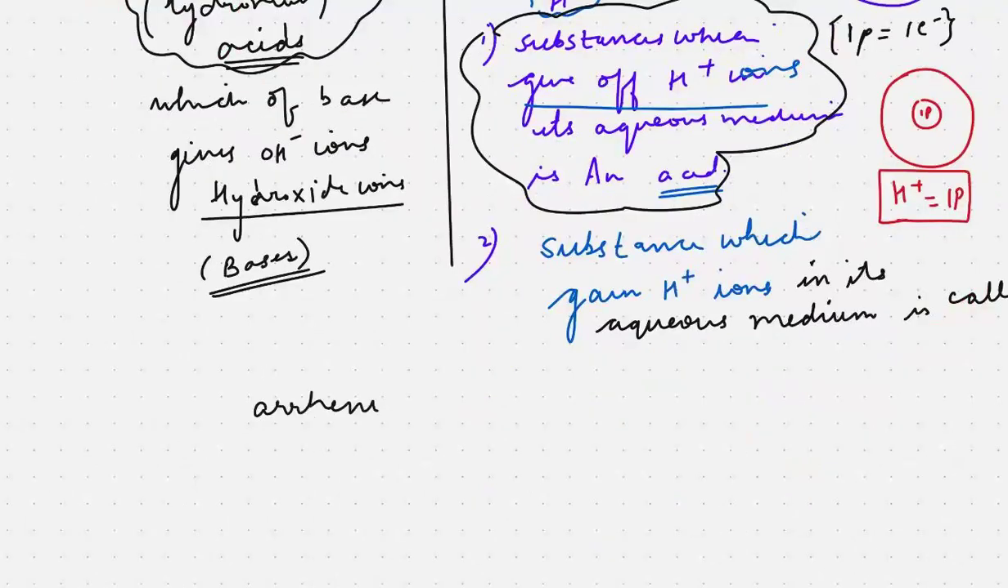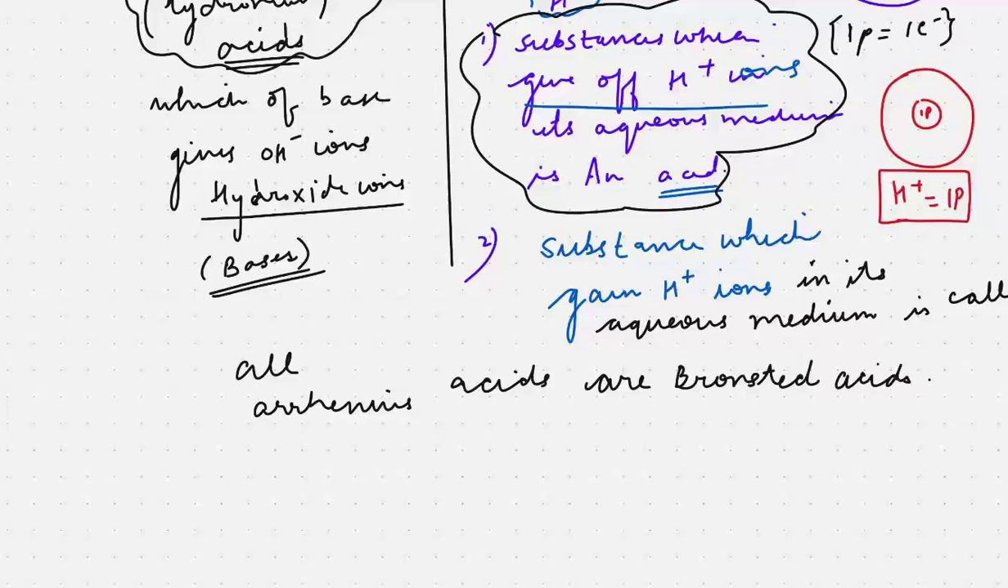All Arrhenius acids are Bronsted acids. All Arrhenius acids are Bronsted acids. Are we understanding? Yes or no? Okay. So there's three theories.